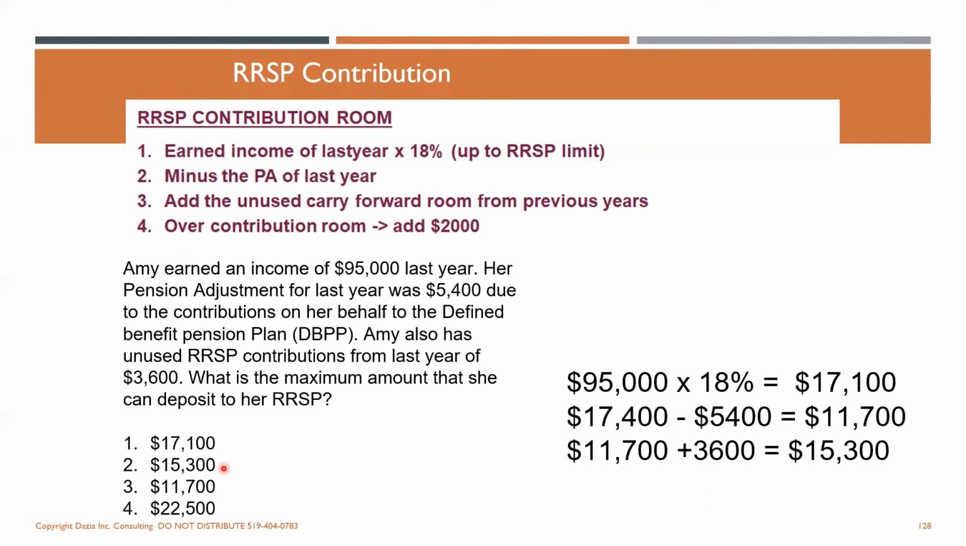But in some situations, you may need to add also the 2,000. If you do that, then the answer would be 17,300, but that's not there. So we're going to select this as the correct answer.